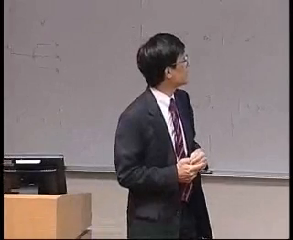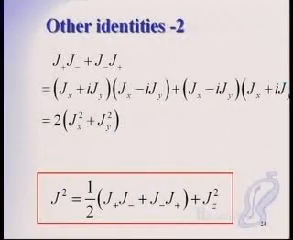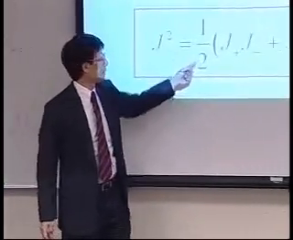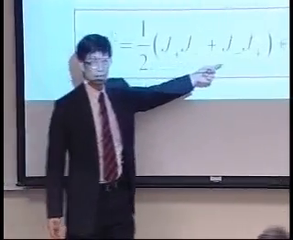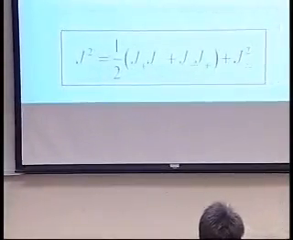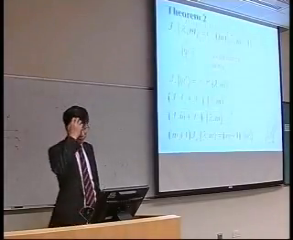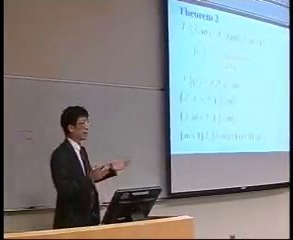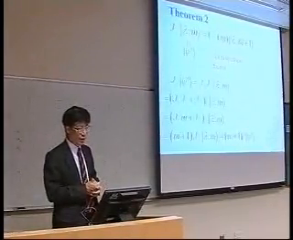And the other identity that we need is J plus J minus plus J minus J plus is twice Jx squared plus Jy squared. Right? Just work it out. That's straightforward algebra. Therefore, I can write J squared in this form. The first part is just Jx squared plus Jy squared. That's just a very convenient way to write it. Okay, that's just preliminary identities that we need.